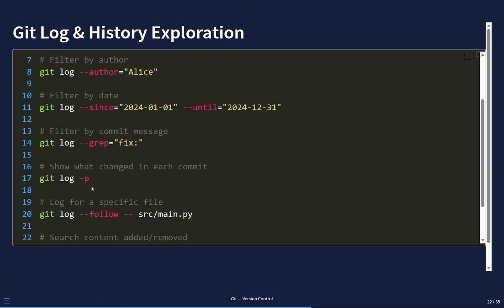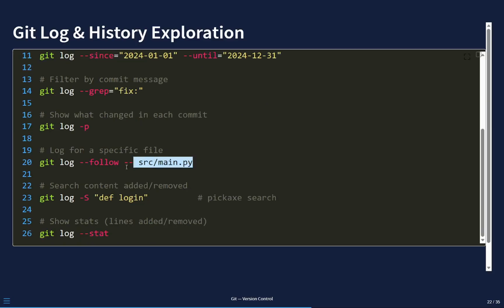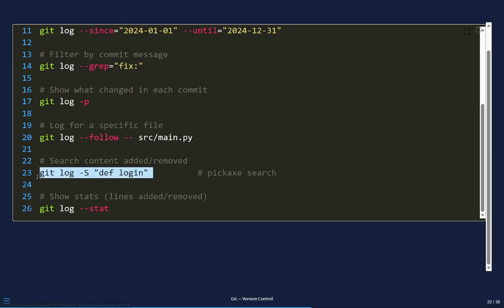git log -p shows the full diff of every commit, what lines were added and removed. Useful for auditing a specific file's history. git log --follow tracks a file even if it was renamed. git log -S "def login" is the pickaxe search. It finds commits where the string def login was added or removed. This is incredibly useful for tracking down when a function was introduced or deleted.